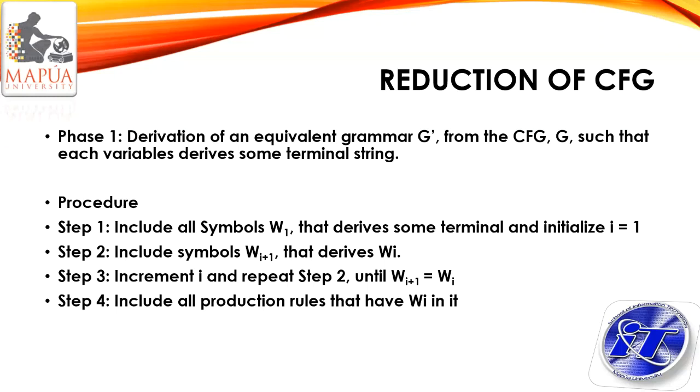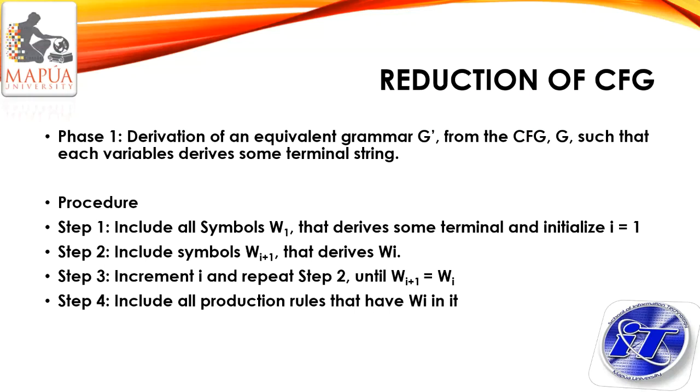We have two phases for reduction of CFG. In phase 1, we're going to determine all significant non-terminal symbols. While in phase 2, we're going to determine which among the non-terminal symbols can be reached by the start symbol. Okay, so let's discuss phase 1.